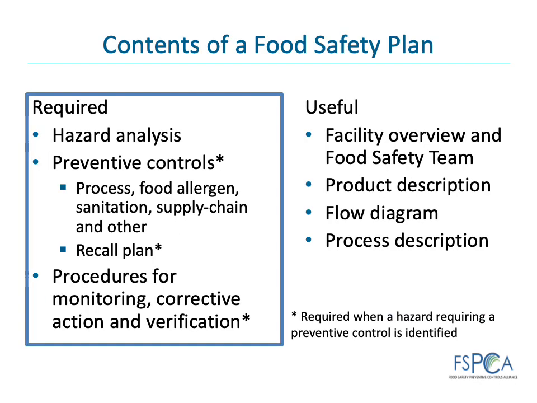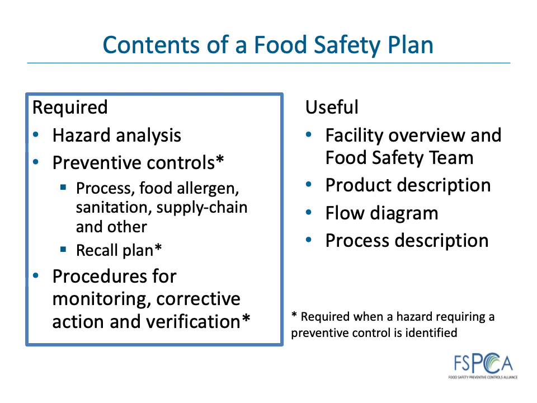Let's take a look at the contents of a food safety plan. Required. A written hazard analysis is the first required element in a food safety plan. When the hazard analysis process identifies hazards requiring a preventive control, the written preventive controls portion of the plan must address relevant process preventive controls, food allergen preventive controls, sanitation preventive controls, supply chain, or other preventive controls. These are the preventive controls needed to control the hazards identified in the hazard analysis as requiring a preventive control.